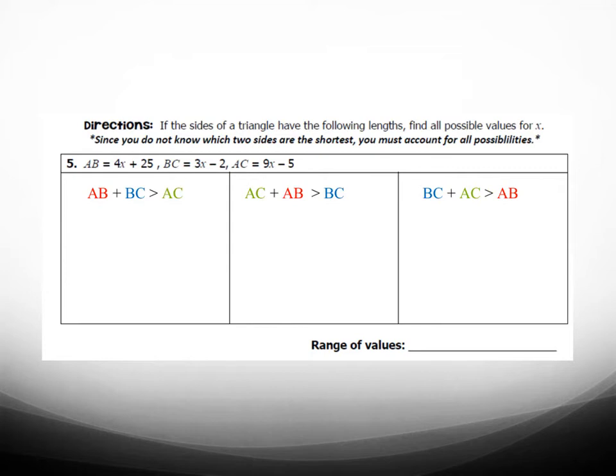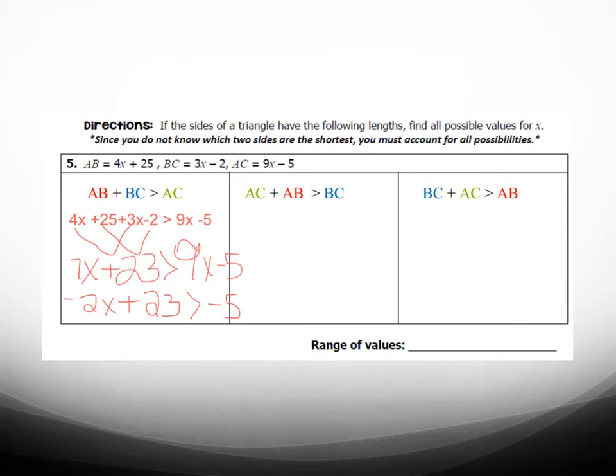Okay, so here again with the substitution, AB is 4x plus 25, BC is 3x minus 2, and AC is 9x minus 5. So we're going to combine like terms. 4x and 3x is 7x. 25 minus 2 is 23, so 7x plus 23 is greater than 9x minus 5. So we combine like terms again.